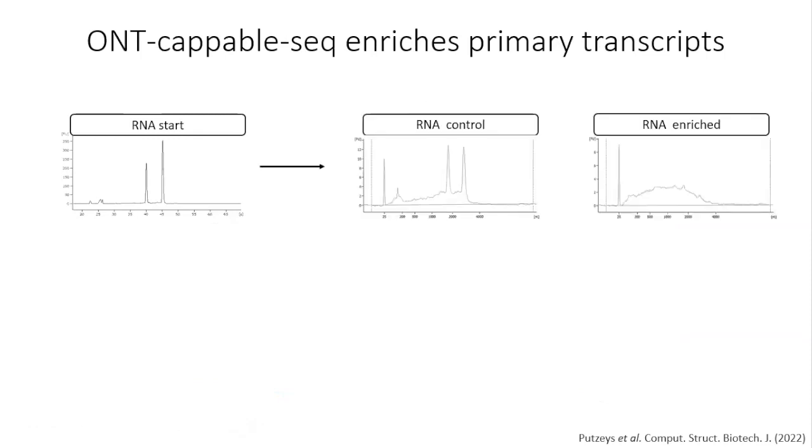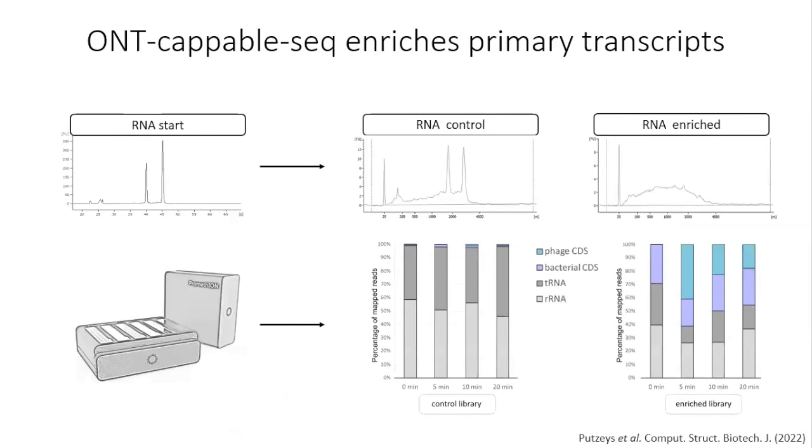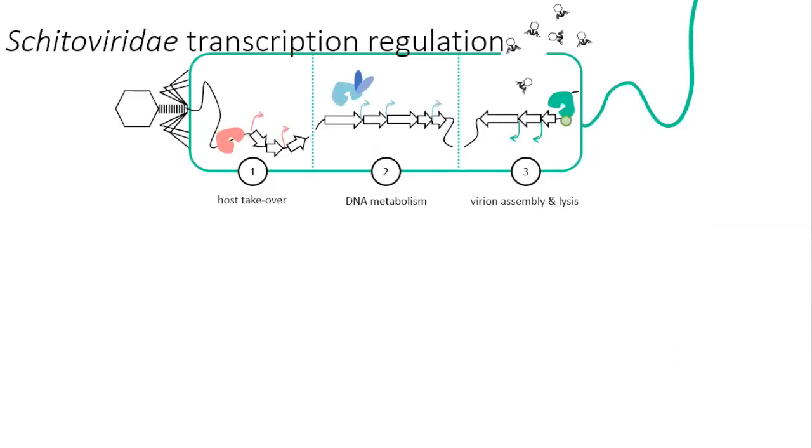So with RNA, usually you have the big two ribosomal RNAs after you have your control and your enriched sample. After sequencing the control versus the enriched, we could actually show that there is a huge increase in the amount of phage and also bacterial coding sequences within those samples once you capture them. This was applied to an N4-like phage called LUZ7.